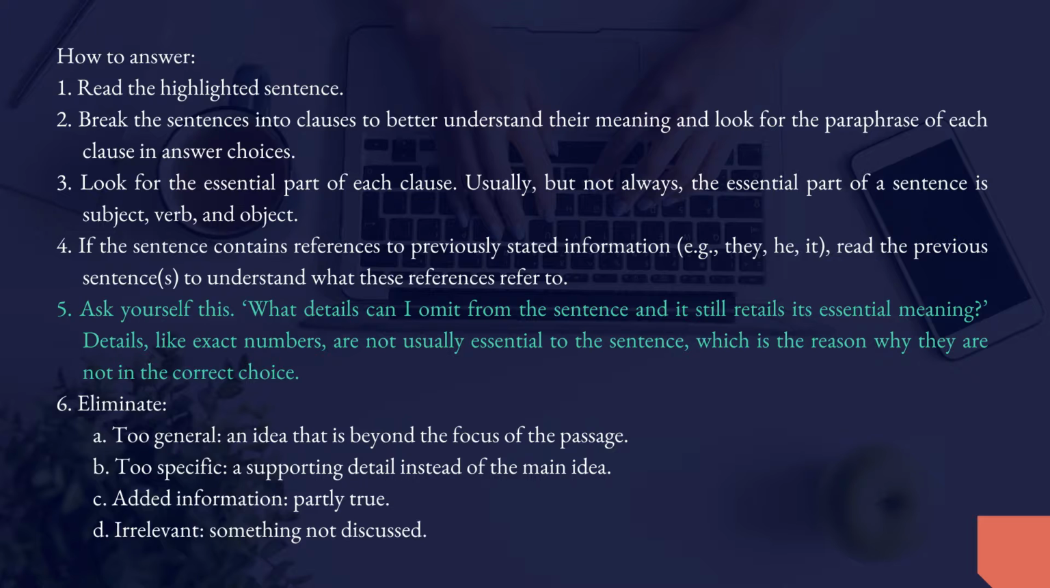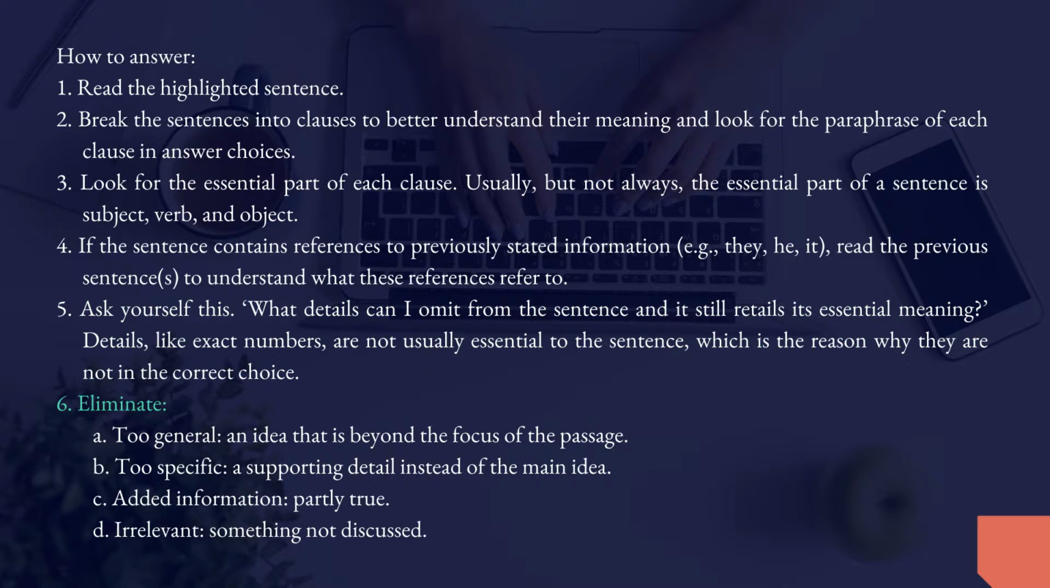Step number 5, ask yourself this. What detail can I omit, that is delete, from the sentence and it still retains its essential information? Details like exact numbers, well, we don't need them, are not usually essential to the sentence. We can get rid of them, which is the reason why they are not in the correct answer. So when you're paraphrasing, we shouldn't be looking for answers that have those exact numbers, those exact details, exact names. We are looking for something more general. But if those numbers and those names are essential to the sentence, of course we should be looking for them.